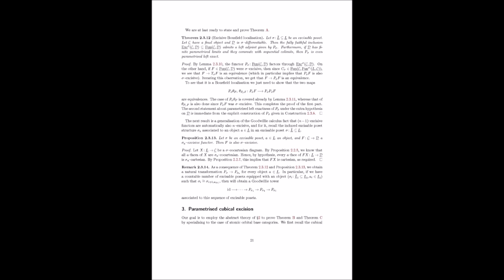Yeah, so it leads to the observation that given a sequence of excisable posets with objects A_i, such that the sequence is compatible from A_i to A_{i+1}, we obtain a Goodwillie tower associated to this sequence. So we've gone from these very abstract excisable posets to these very concrete Goodwillie towers. Right, it's really cool. That's awesome.